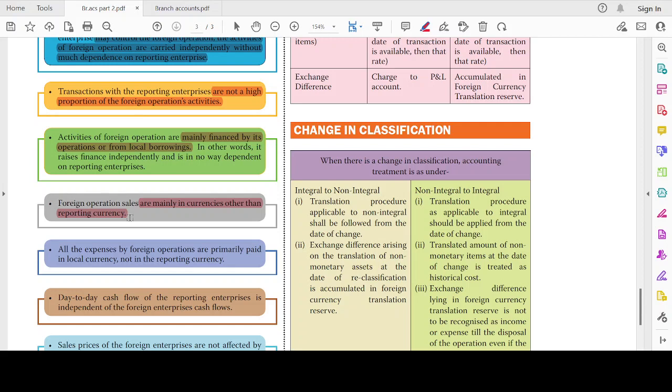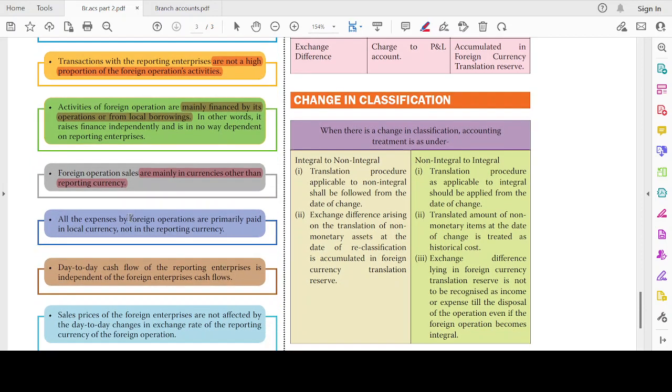You have to take one branch and check whether these conditions are satisfied. If all the conditions are satisfied, then you can put it as NIFO, or else you have to make it as IFO. All the expenses of the foreign operation are primarily paid in local currency and not reporting currency. Local currency here would mean the foreign currency. It is paid in USD and not in INR.